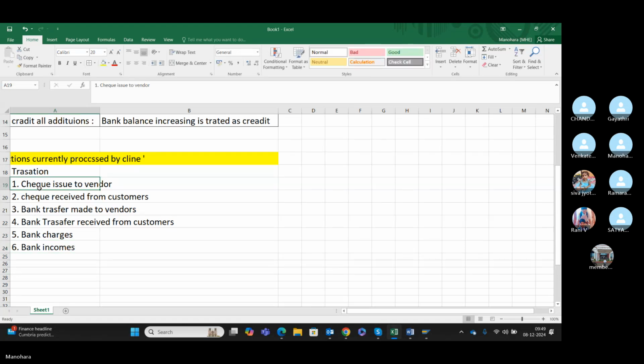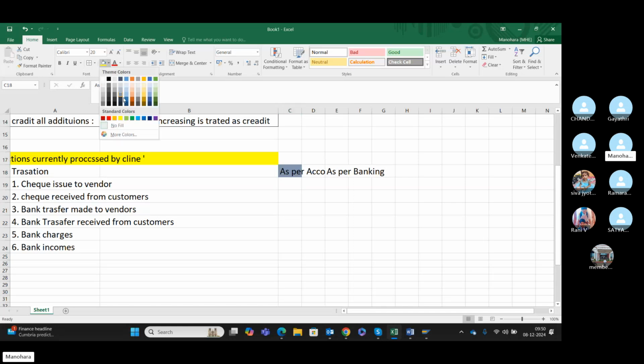Example only. Okay, here I will write as per accounting and as per banking. I will make one green and I will make the other a different color.